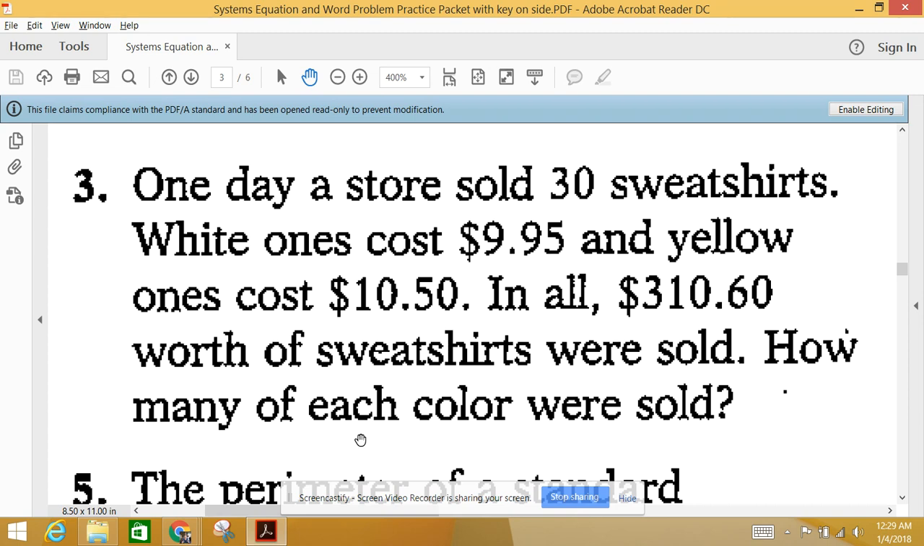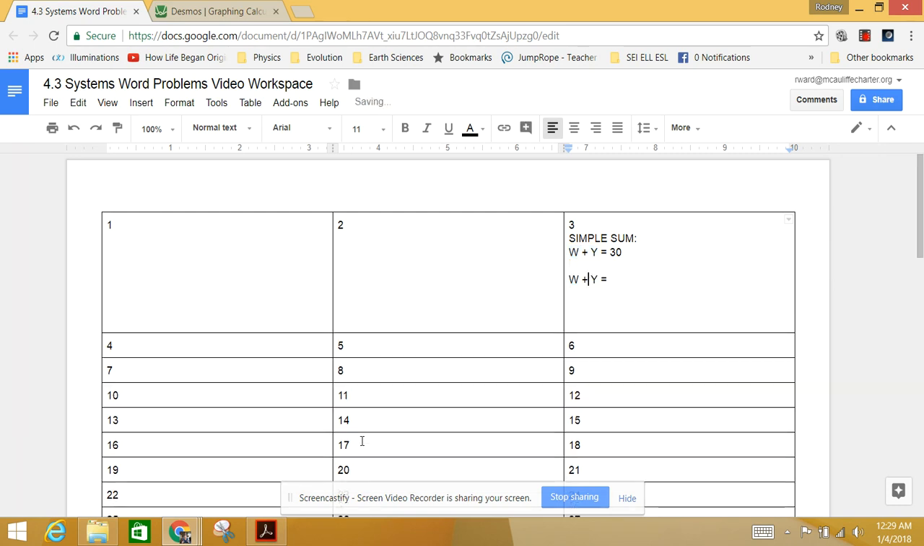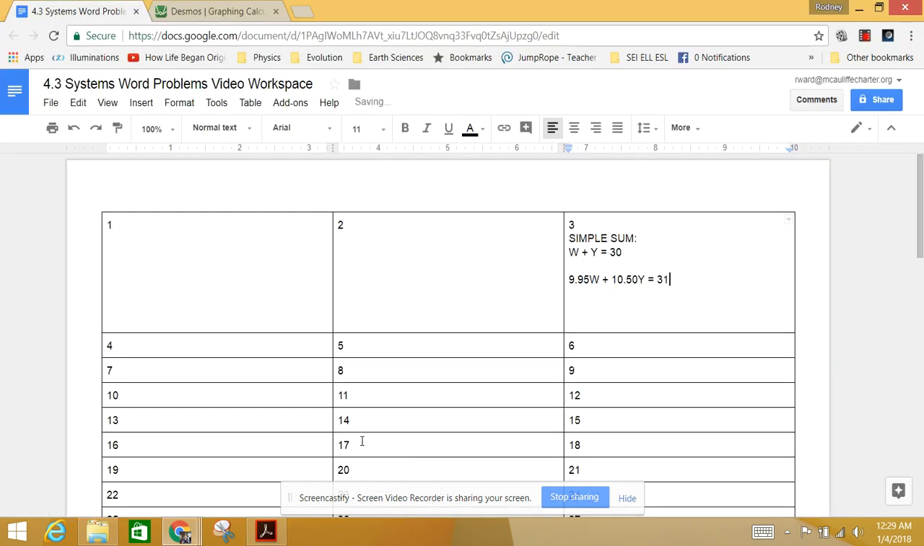So let's do that. So we take this equation, copy that part, and we're going to multiply the white shirts by $9.95 and the yellow shirts by $10.50, and that's going to equal the total worth of $310.60. So 310.60, and you have your setup.